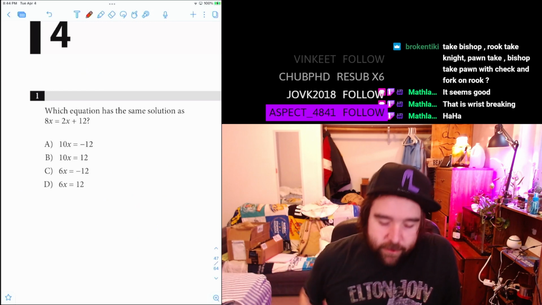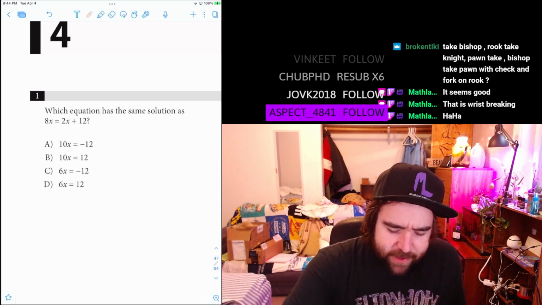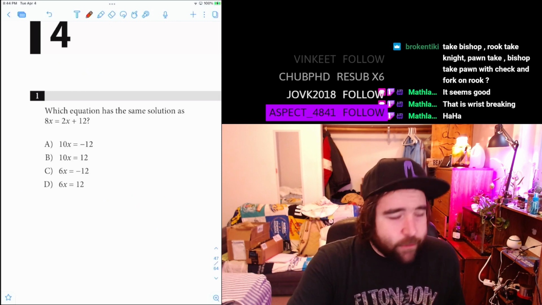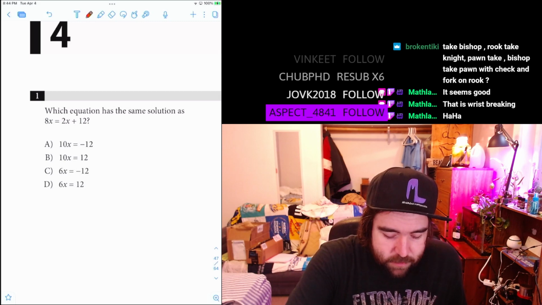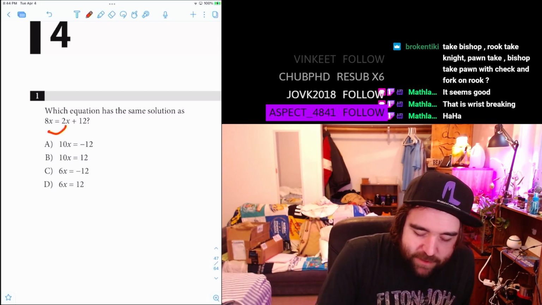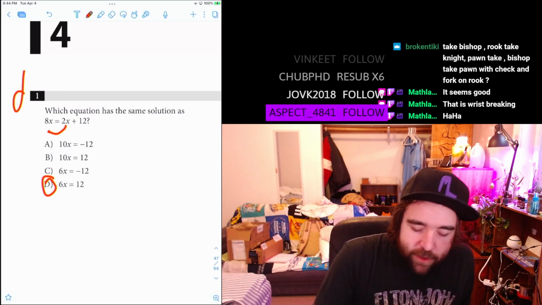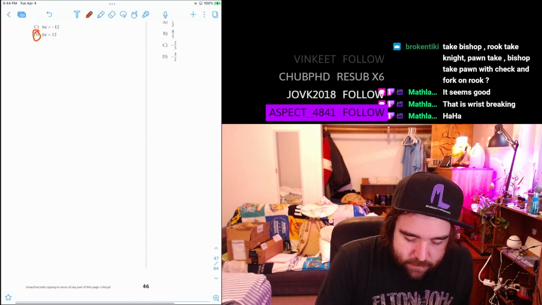All right, now the calculator section. We'll only use the calculator when we need to, of course. So which equation has the same solution as this? They're really just asking which equation is the same equation. That's how it works in my mind. So they just want us to move some stuff around. They're just asking us to subtract 2x from both sides. That's a weird question, but don't get weirded out by it. They're just asking you to move some stuff around.